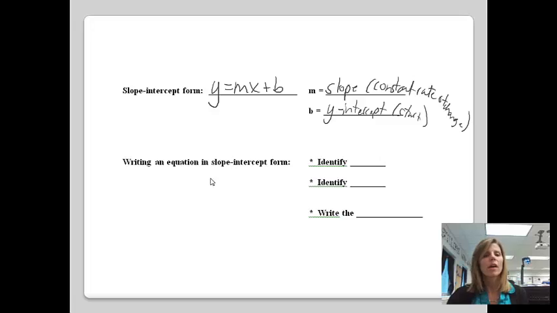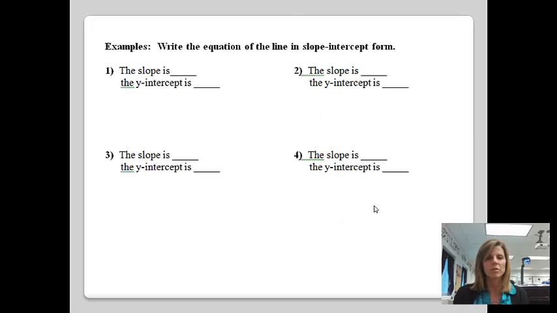Okay, when you're writing an equation in slope-intercept form, you pretty much just need to identify the m and identify the b, and then we're just going to write the equation. So this is the most straightforward of the types of equations that we'll have.